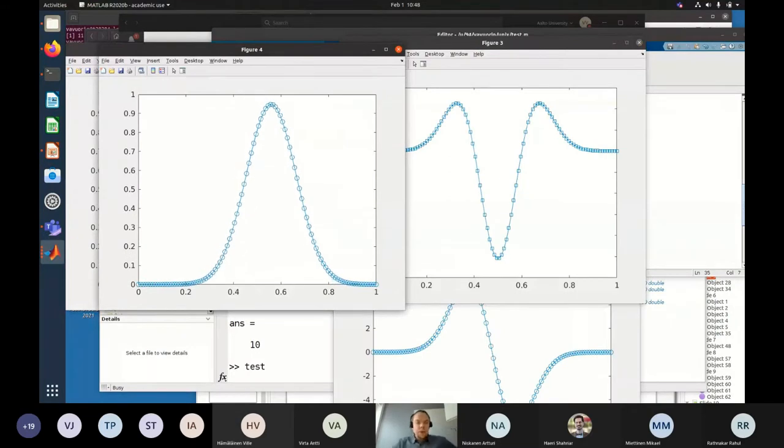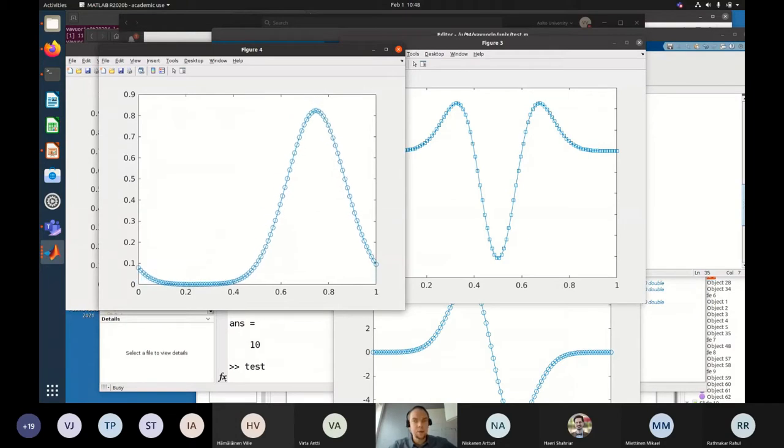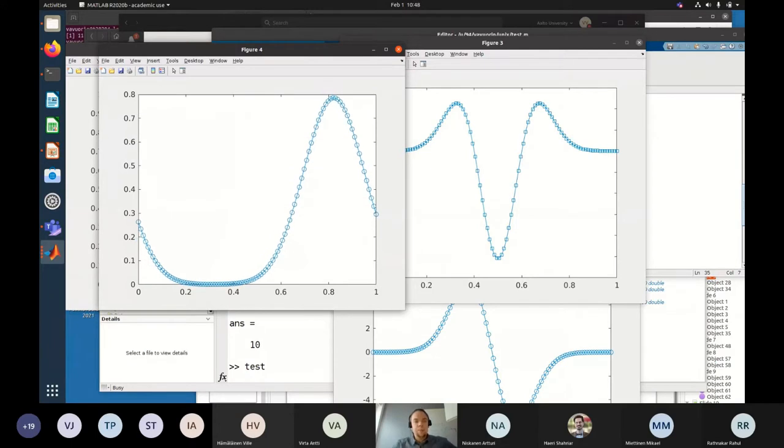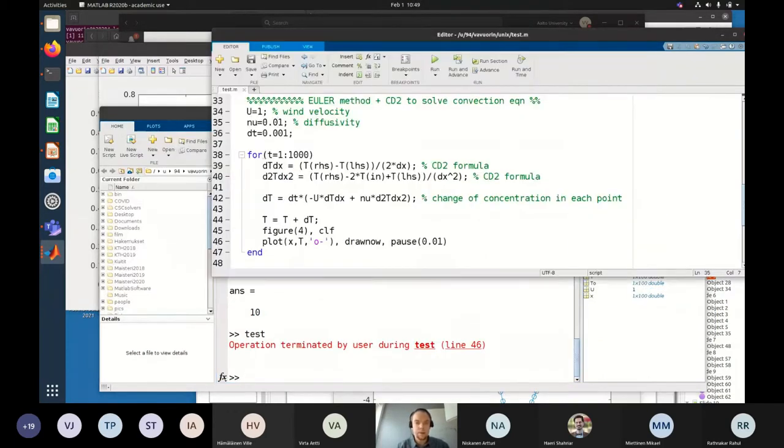So here we are now looking at the convecting pulse. And what is very important to note is that it's not only convecting, but it's also diffusing. So you see that the peak value is coming down. Maybe I write there. Let's write there.